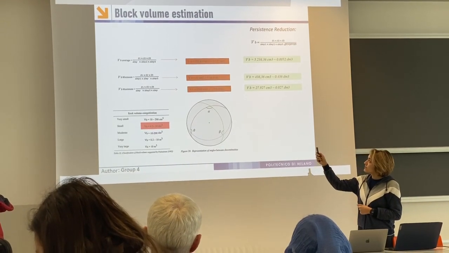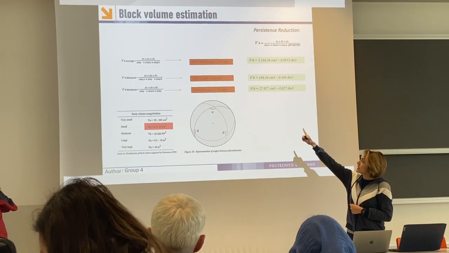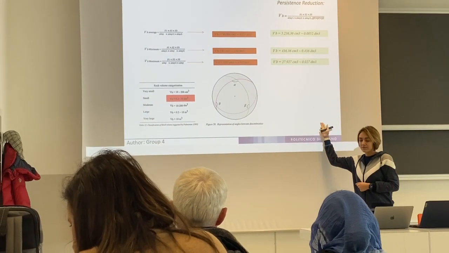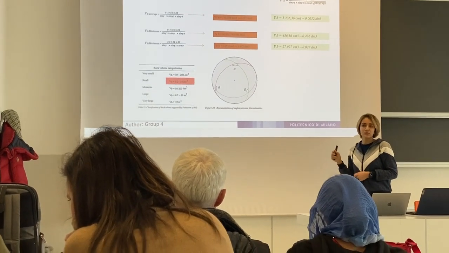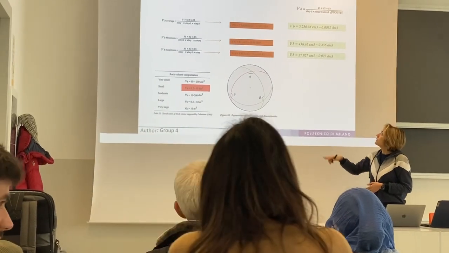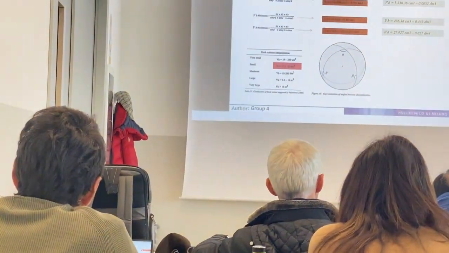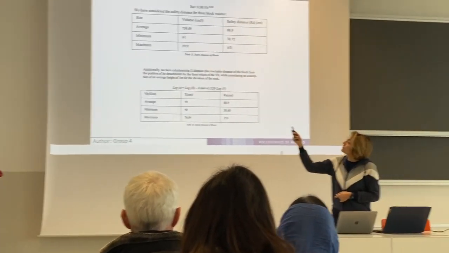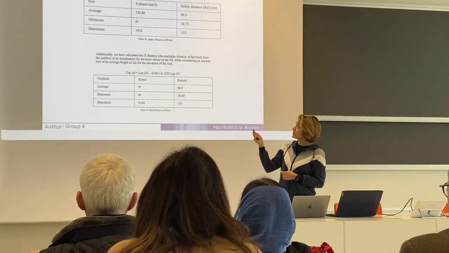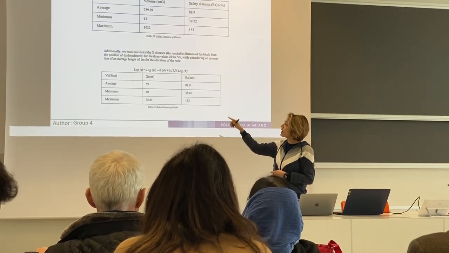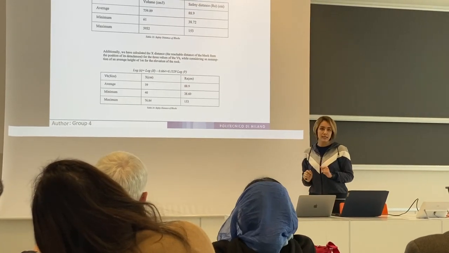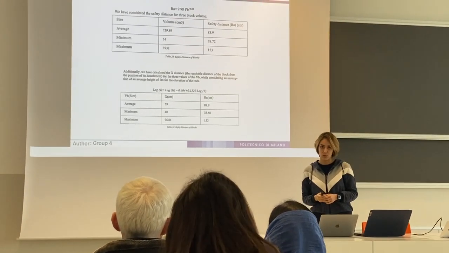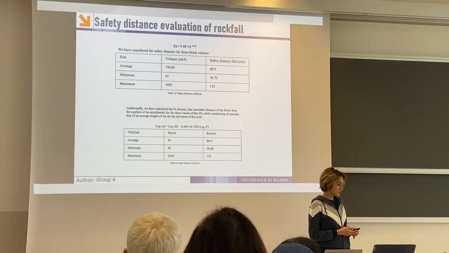For block volume estimation, based on this formula, we obtained it for average, minimum, and maximum. And because our persistence was not 100%, we need to use this formula instead. Based on this block volume estimation for average, minimum, and maximum, we calculated the safety distance evaluation based on the formula above, and additionally we have calculated the X distance for 3 values that you can see in the last. I will allow you to continue.